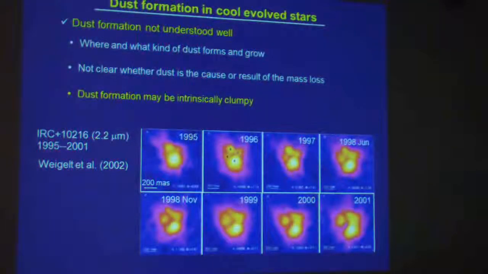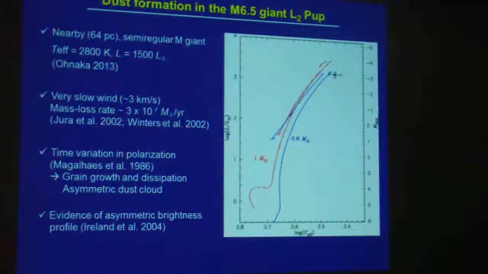And our object, L2 Pup, is a very nearby semi-regular M giant, with an effective temperature of 2800 K and a luminosity of 5000 solar luminosities. So plotted on the AGB diagram is here, so the mass is estimated to be 0.5 solar mass. And it is characterized by an unusually slow wind of 3 km per second. But the mass loss rate is a few times 10 to the minus 7 solar masses per year. This is comparable to usual optically bright Mira stars.